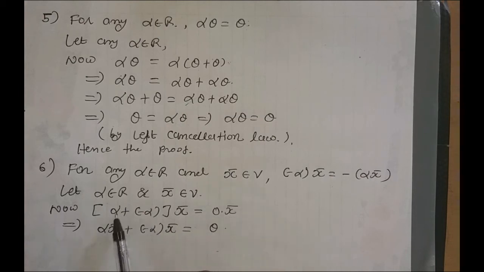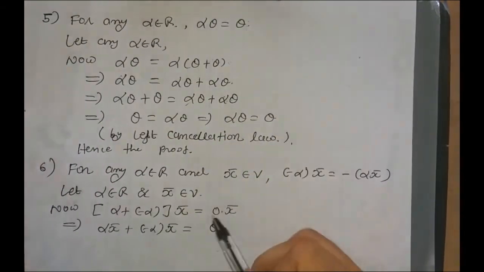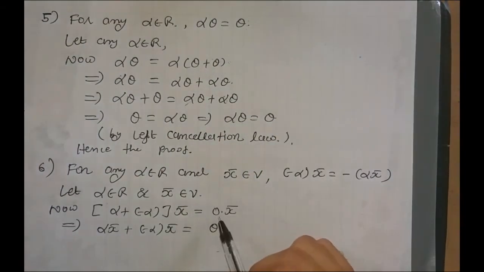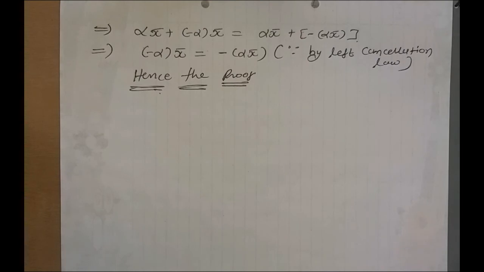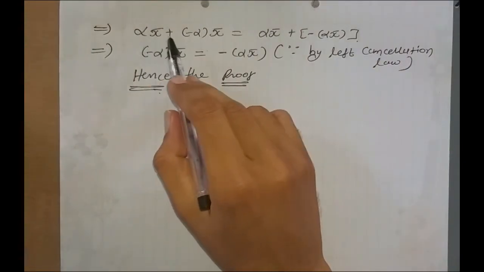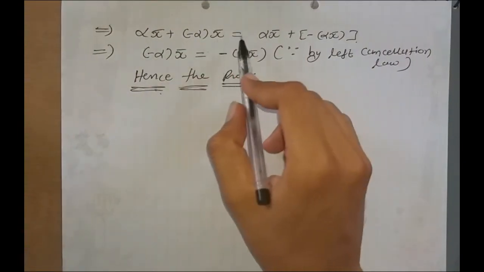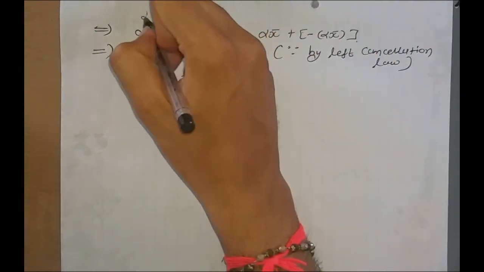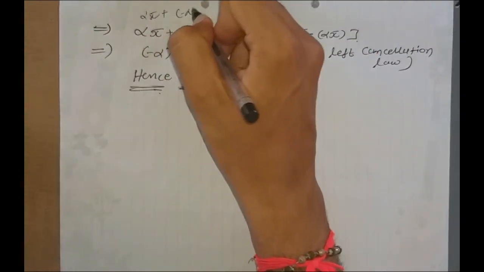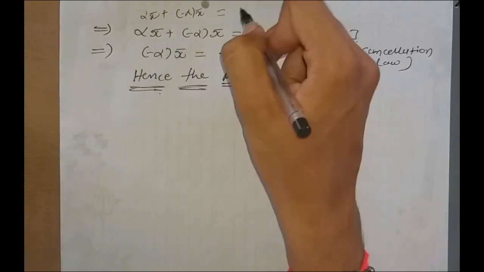Now again here this is a scalar, this is a scalar, so distributivity over scalar addition. So we get alpha x bar plus (minus alpha) x bar is equal to theta, because we have already proved in our fourth property that 0 into x bar is equal to the 0 vector theta. Now alpha x bar plus (minus alpha) x bar is equal to theta.